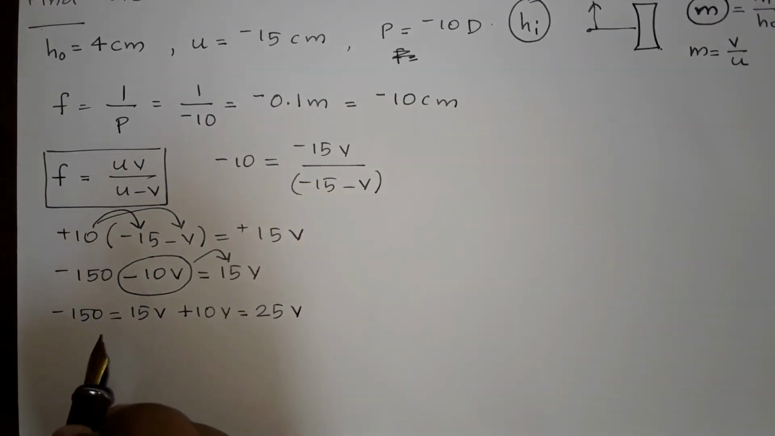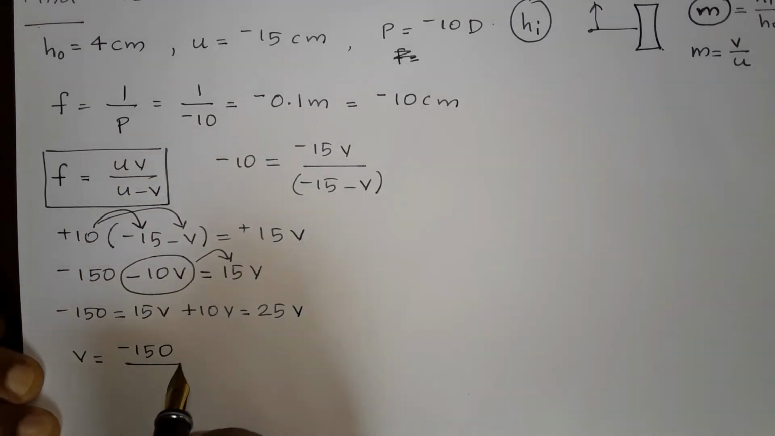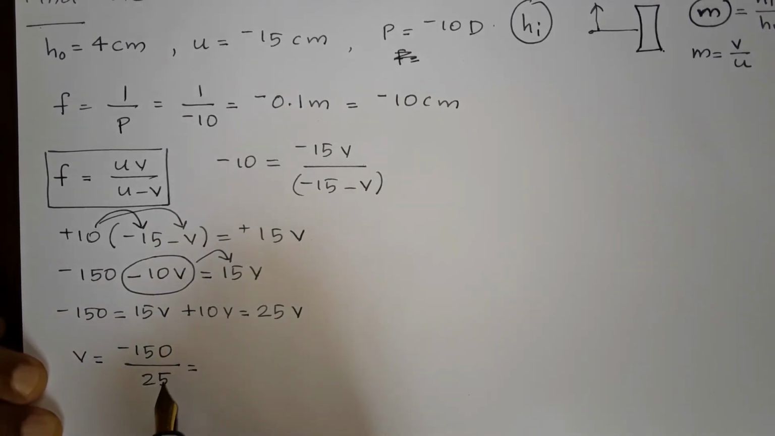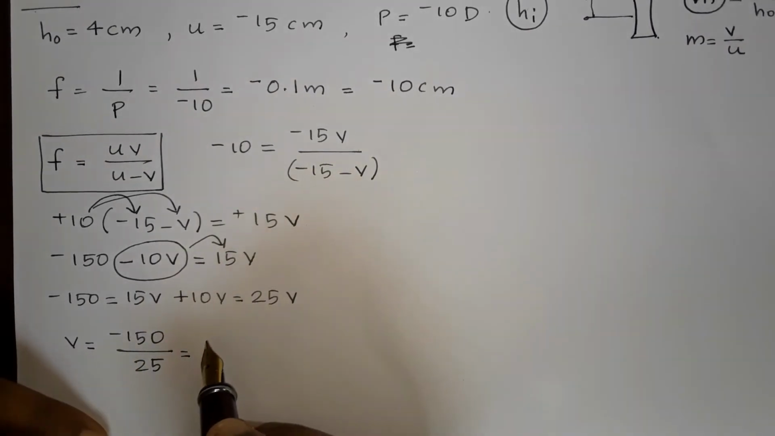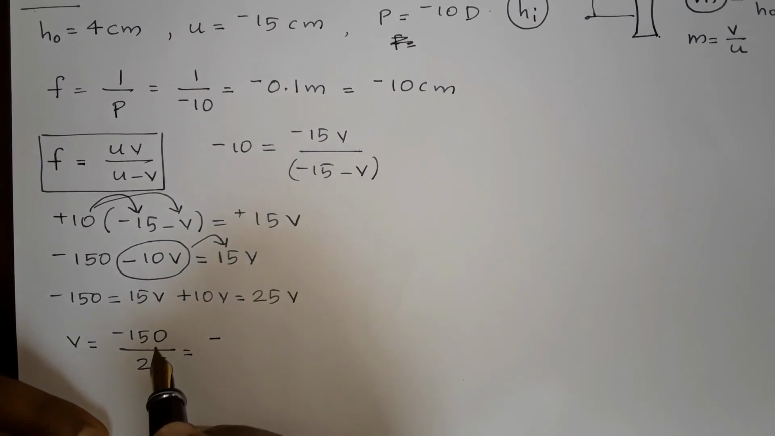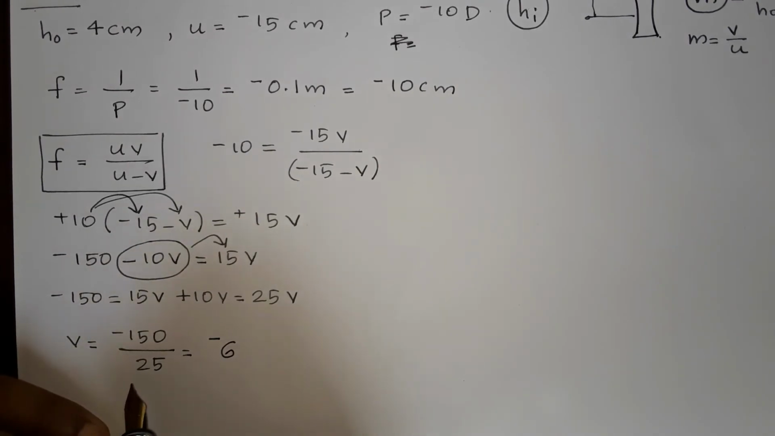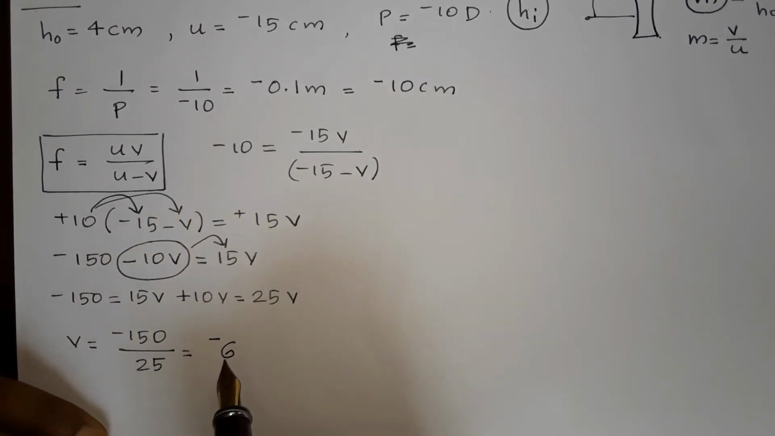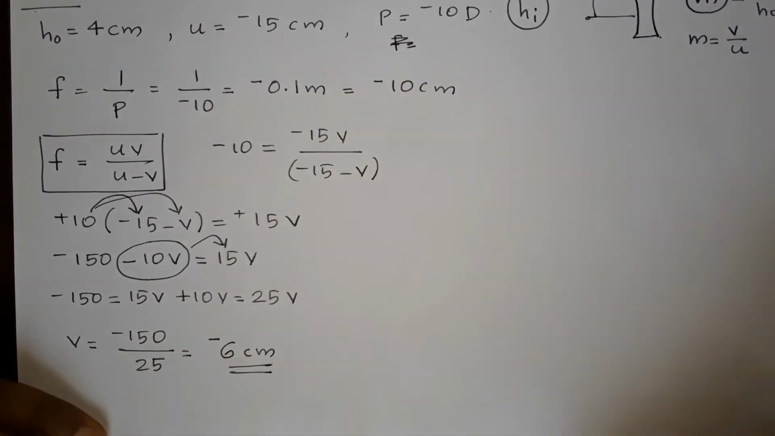Okay, so what is v? v is equal to minus 150 by 25. Thus we will get the value of v. See here, negative number by positive number, answer is negative, and in 100 we have 4 25s, right? So in 150 we have 6 25s. So v is minus 6 centimeters. So we got the value of v.